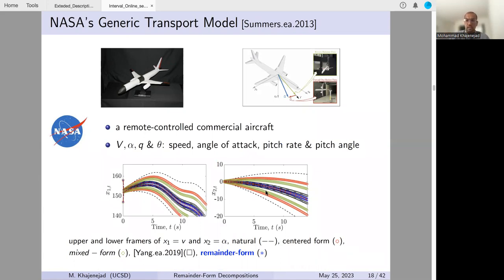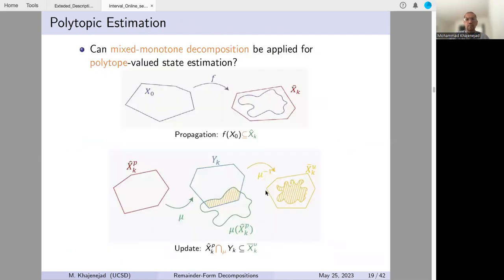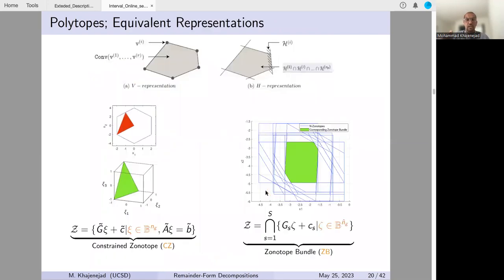All right. Then how about if you have more complicated sets, such as polytopes? Can we still apply these mixed monotone decomposition functions to do propagation and also set inversion for, let's say, polytopes? The answer is yes, and the idea is here.